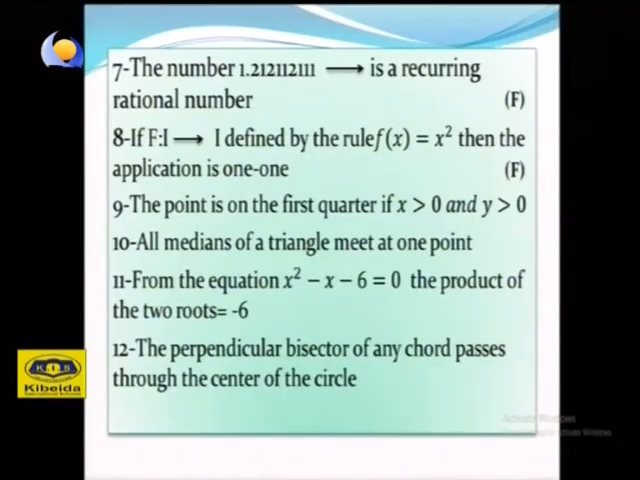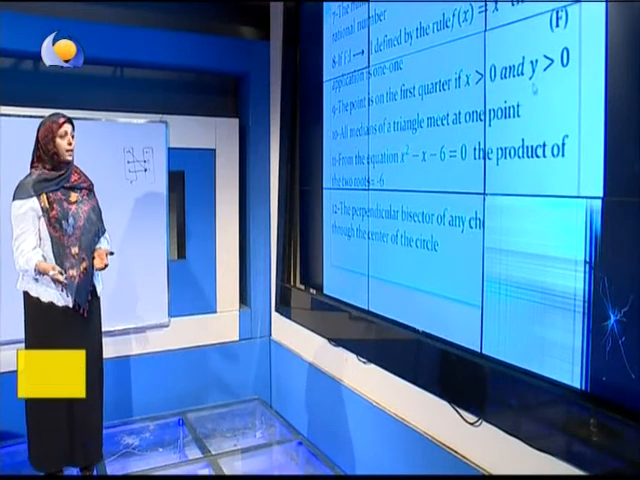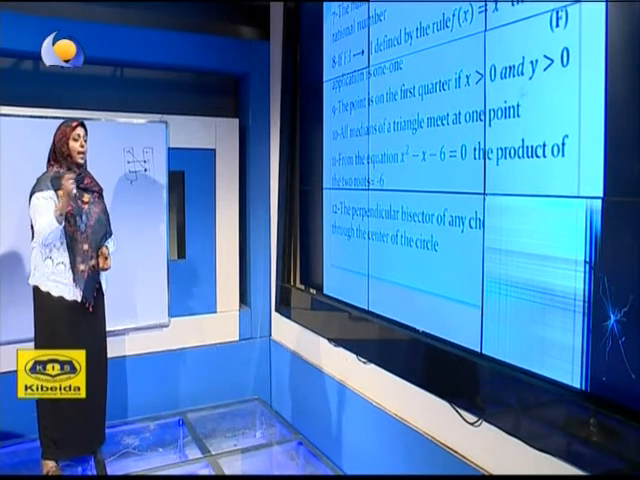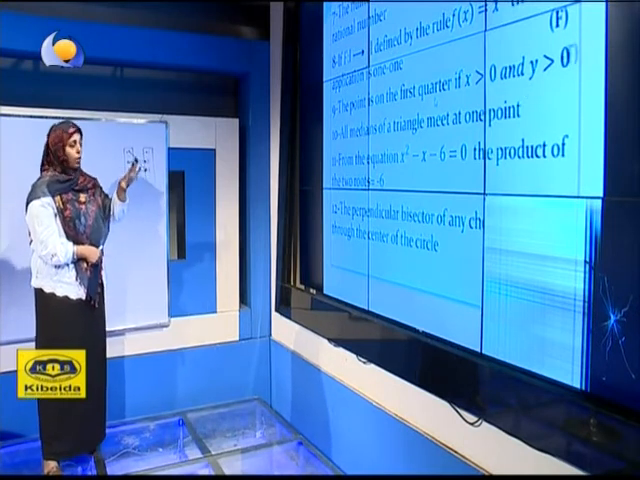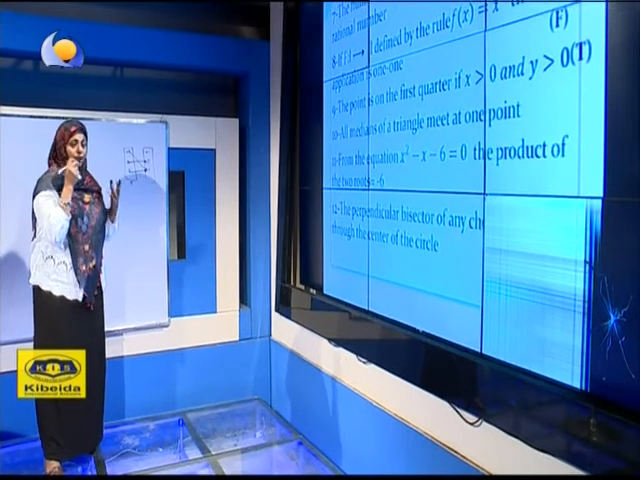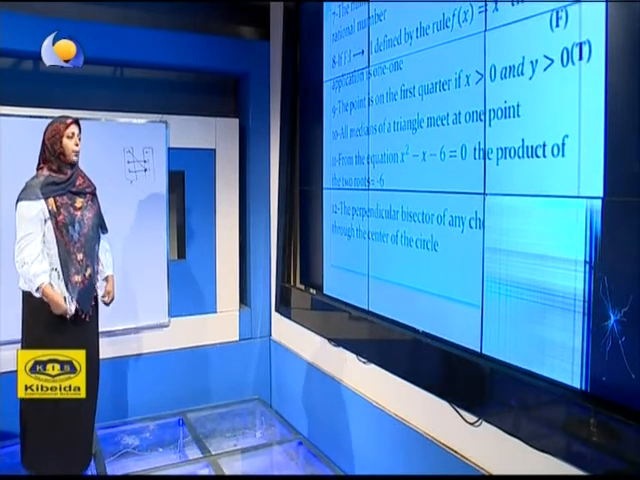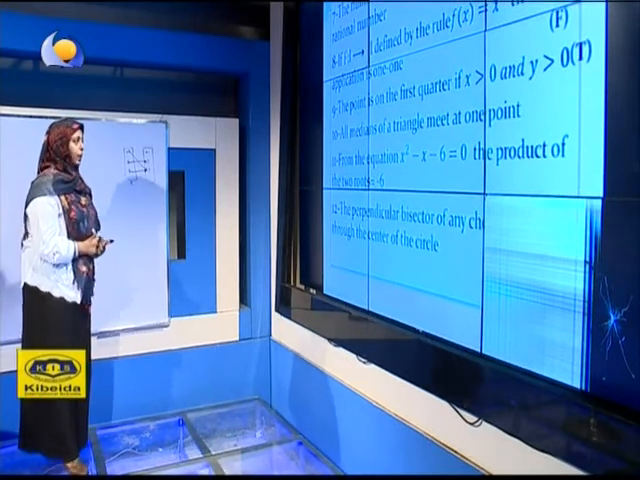And the answer is false. The point is, on the first quarter, if x is greater than 0 and y is greater than 0. We all know that if x is greater than 0, that means it's a positive number. And if y is greater than 0, it's also a positive number. So it is actually in the first quarter, and this is true. Also, if you want to know the answer here, draw a small Cartesian plane aside, and that will help you to know the quarter of the point.